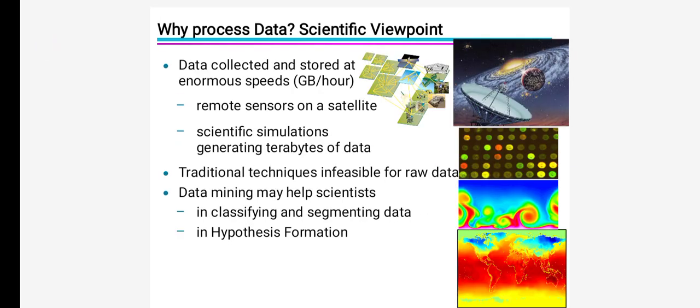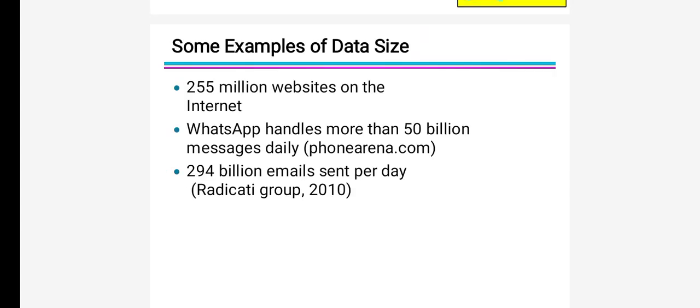Now, why process data from a scientific viewpoint? Data is collected and stored at enormous speed, for example from remote sensors on a satellite. Here are some examples of the data scale: 255 million websites on the internet, WhatsApp handles more than 50 billion messages daily, and 294 billion emails are sent per day.